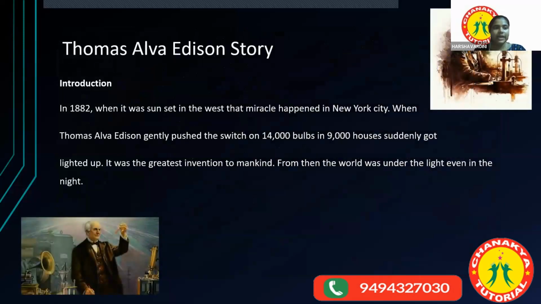In 1882, it was a sunset in the west. That miracle happened in New York City, when Thomas Alva Edison gently pushed the switch and 14,000 bulbs in 9,000 houses suddenly lit up. That is the first time he invented the bulb.